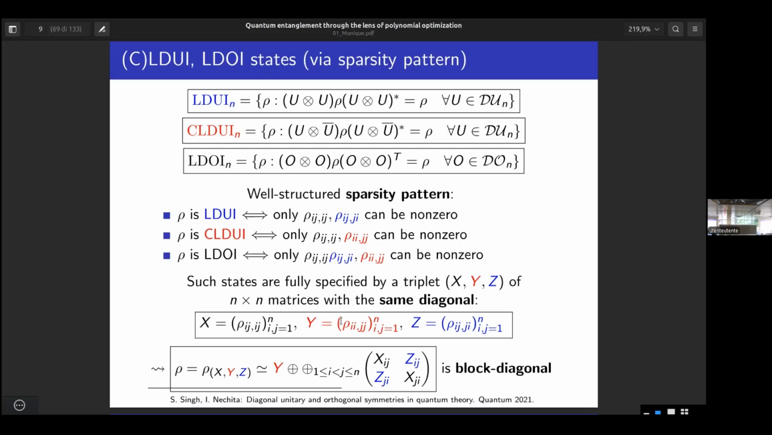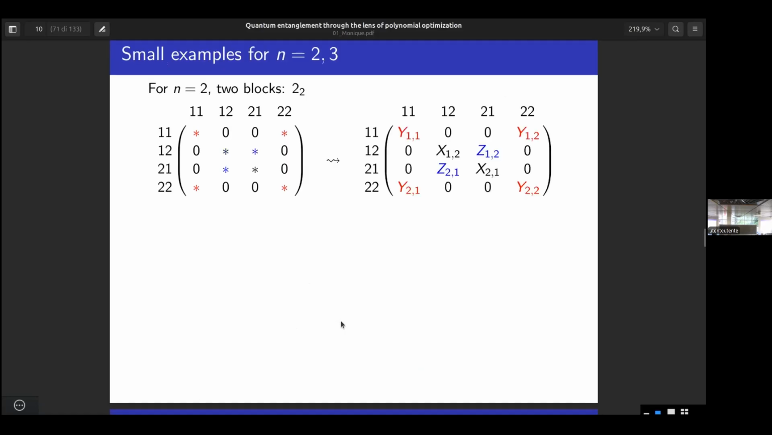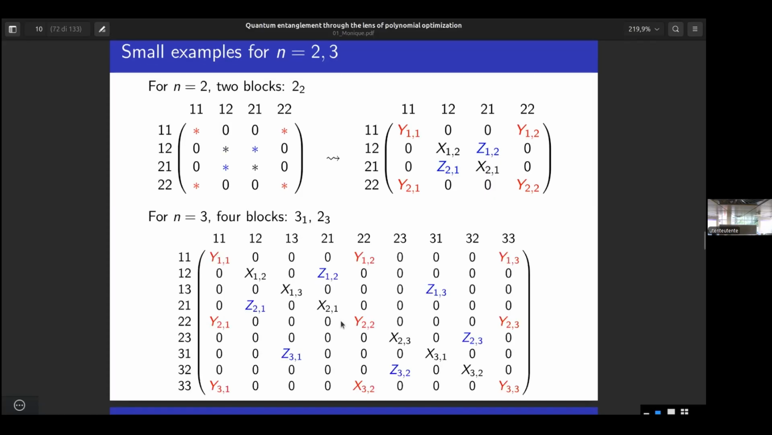And let's give it a name. These people gave it a name, C and Nishida. Let's call it rho indexed by this triple X, Y, Z. This is a class of states that we would like to understand how the DPS hierarchy works with. Just for illustration, for n equal 2, we have a 2 by 2 block, that's the Y matrix, and we have a second 2 by 2 block. For n equals 3, here is how the state will look.